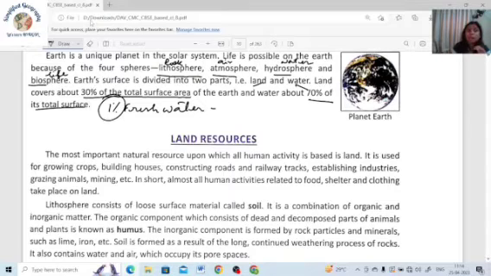That's why all the time we are protesting and making rallies on how to save water. When we start learning water resources, we will talk about this more. Let us begin with the land resources now.